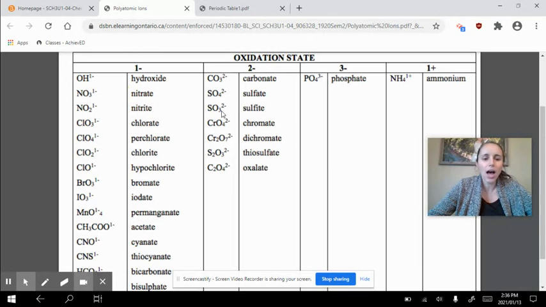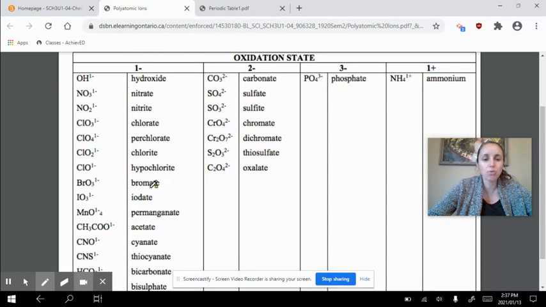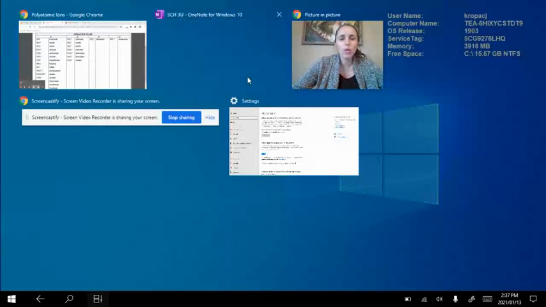For example, I might give you a question where it says bromite. Here, we don't have bromite on the polyatomic chart, but what we do have is bromate, so we could figure out what bromite is. Bromite would be 1 less oxygen than here. So instead of having 3 oxygens, BrO3, bromite would have one less oxygen. It would be BrO2. So "ite" means one less than "ate".